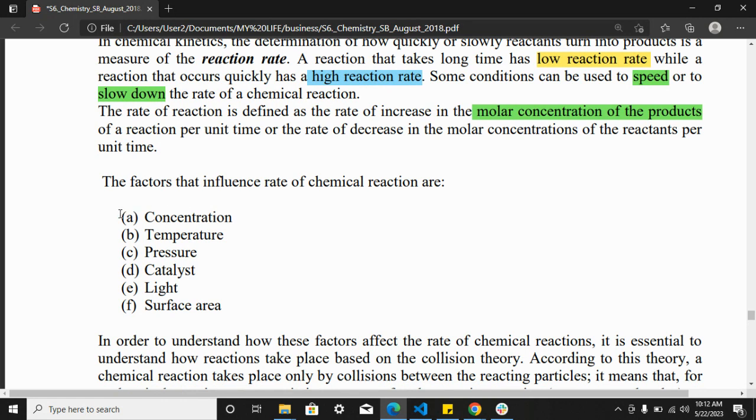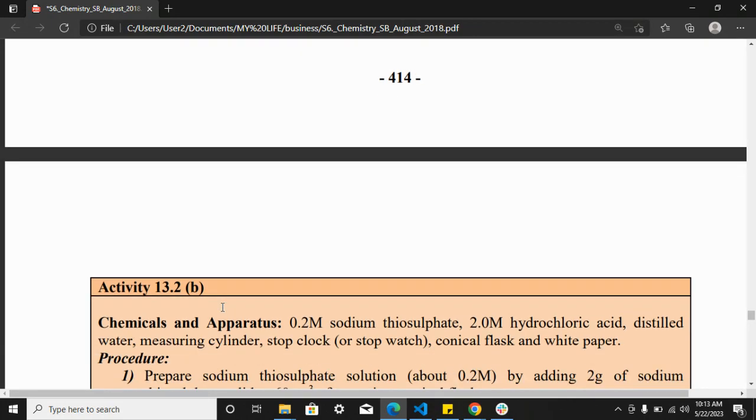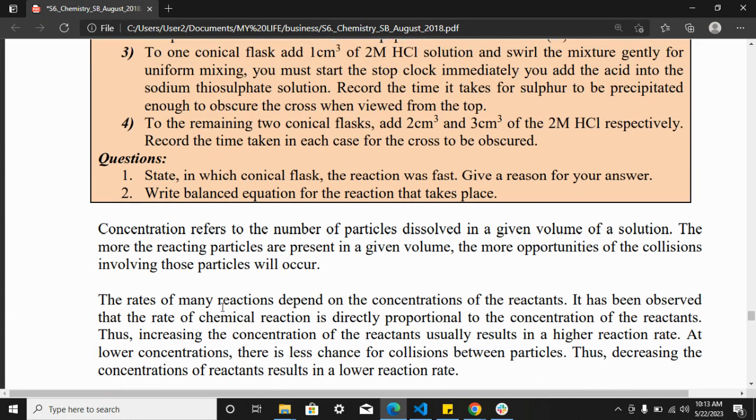So the factors that can influence the rate of reaction are these six: concentration of either product or reactant, temperature, pressure, catalyst, light, and even surface area. So let's dive into these and see how concentration can affect, how pressure can affect, how temperature can affect the rate of reaction, and how light and surface area affect a reaction.